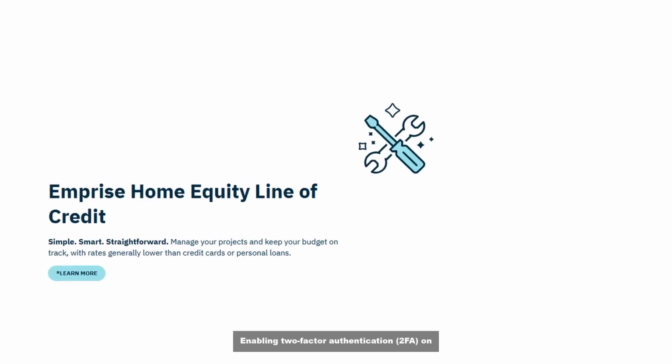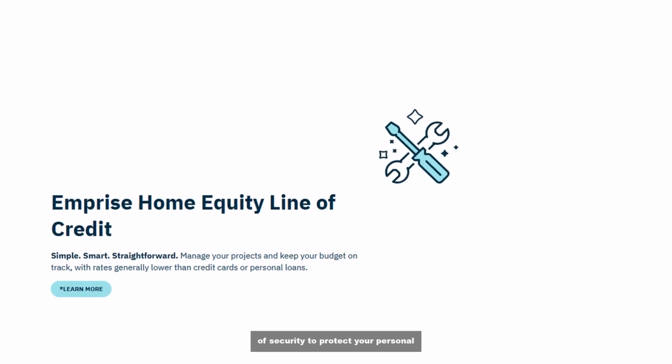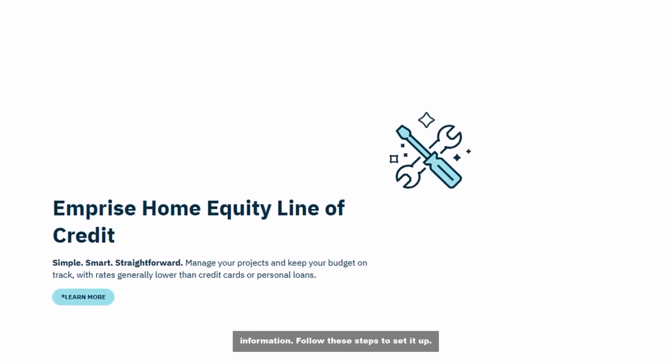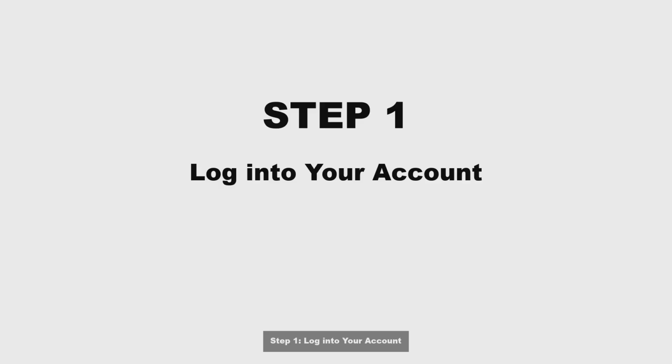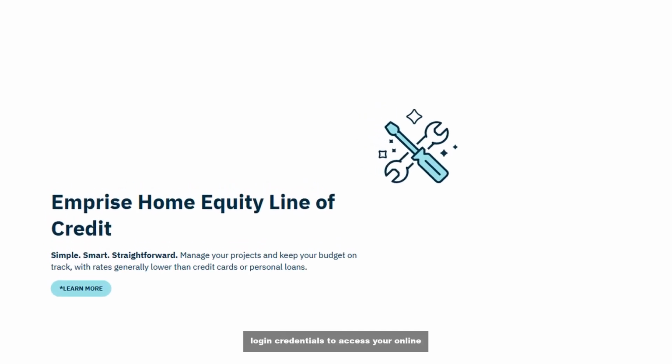Enabling two-factor authentication (2FA) on your Emprise bank account adds an extra layer of security to protect your personal information. Follow these steps to set it up. Step 1. Log into your account. Visit the Emprise bank website and enter your login credentials to access your online banking account.